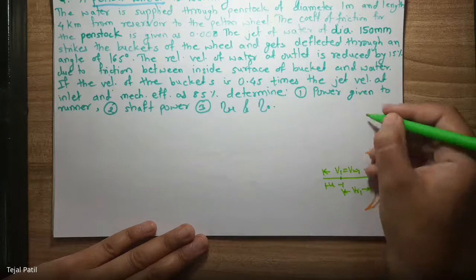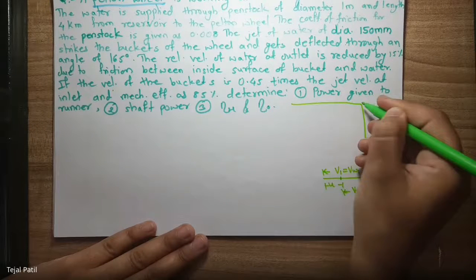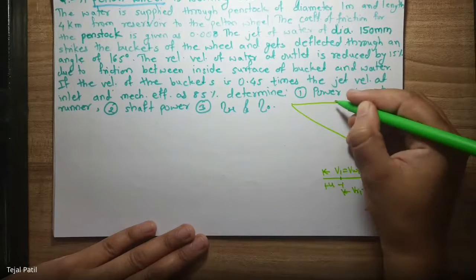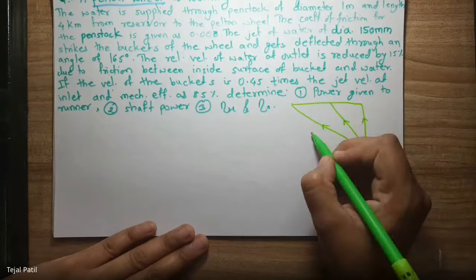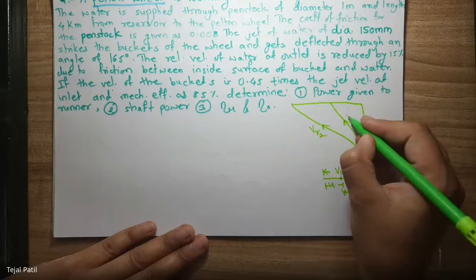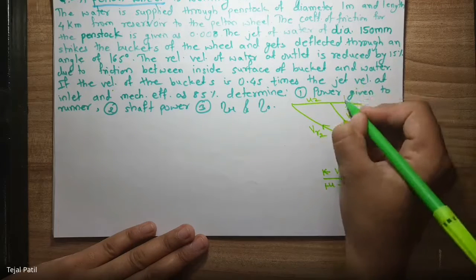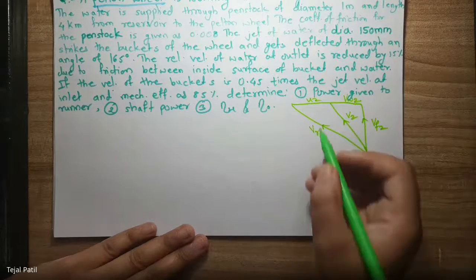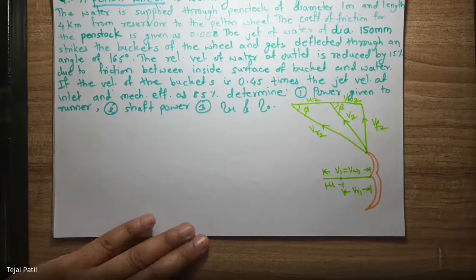About the outlet triangle, it is the same as which we have seen in the previous unit. VR2, V2, VF2, U2, and this is VW2. Okay. This is your phi, and this is your beta. Right. So this is what your velocity triangle is.